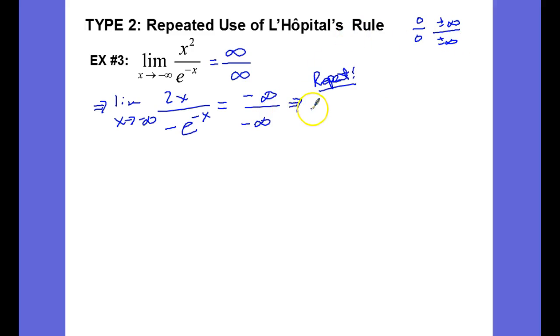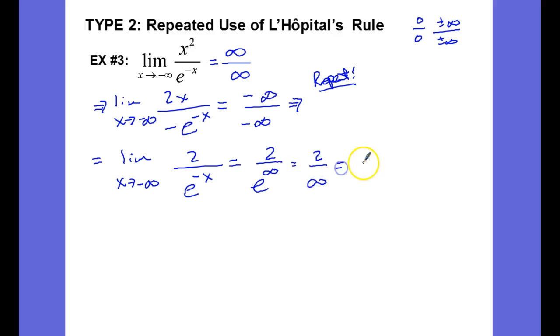Go again. So let's do this. Limit as x approaches negative infinity of 2 over negative times negative is a positive e to the negative x. And at this point, if I substitute negative infinity for x, we get 2 over e to the negative times negative infinity, which is positive infinity. And so that's 2 over infinity. That's equal to 0. So always check when you're done and evaluate.